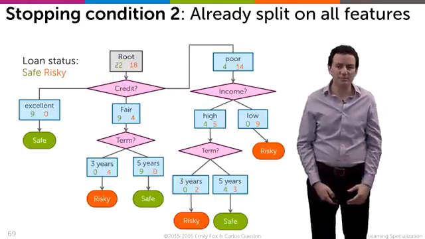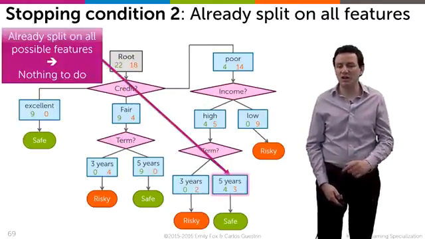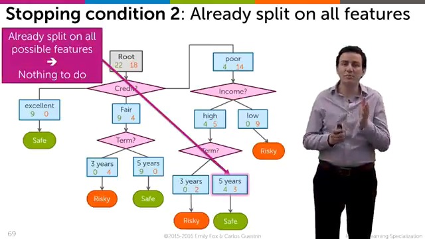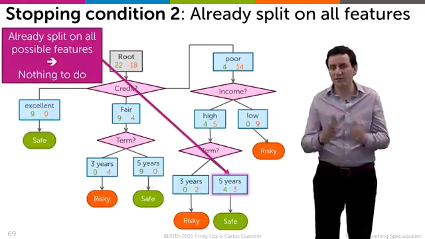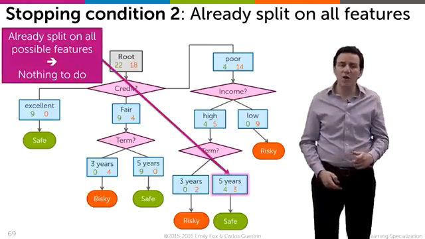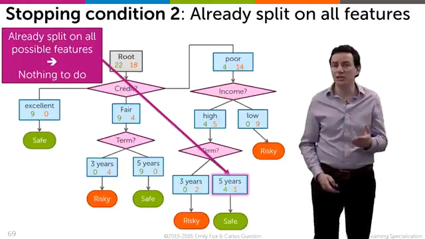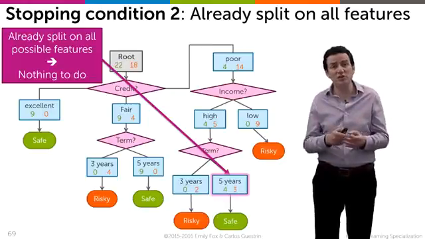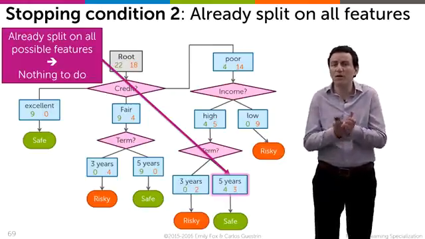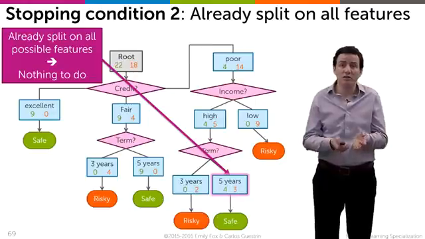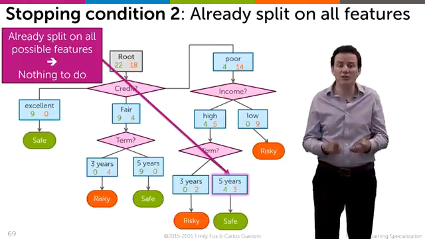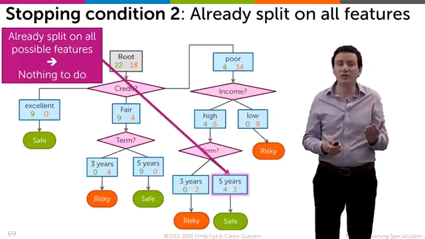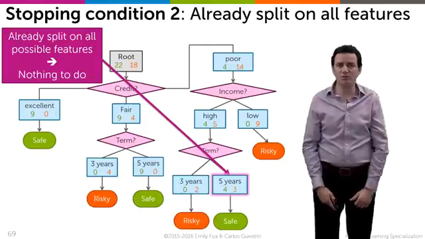And there's a second criteria, which only happened over here, where we stop splitting and we still have some data points with safe and risky loans inside of that node. However, we had used up all of the features in our data set. We only have 3 features here: credit, income, and term. And on that branch of the decision tree, we used all of them up. There's nothing else to split on. We'd get the same thing if we kept splitting forever. And so the 2 stopping criteria are extremely simple. Stop if every data point agrees, or stop if you run out of features.